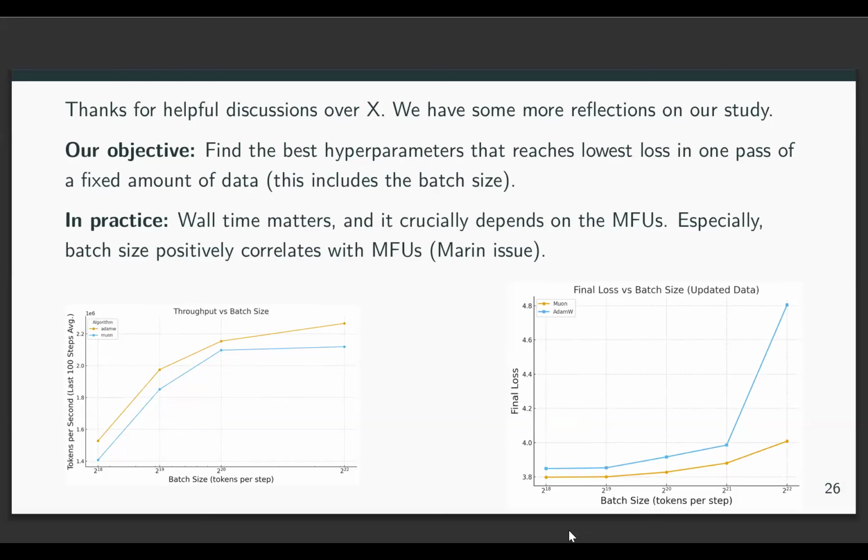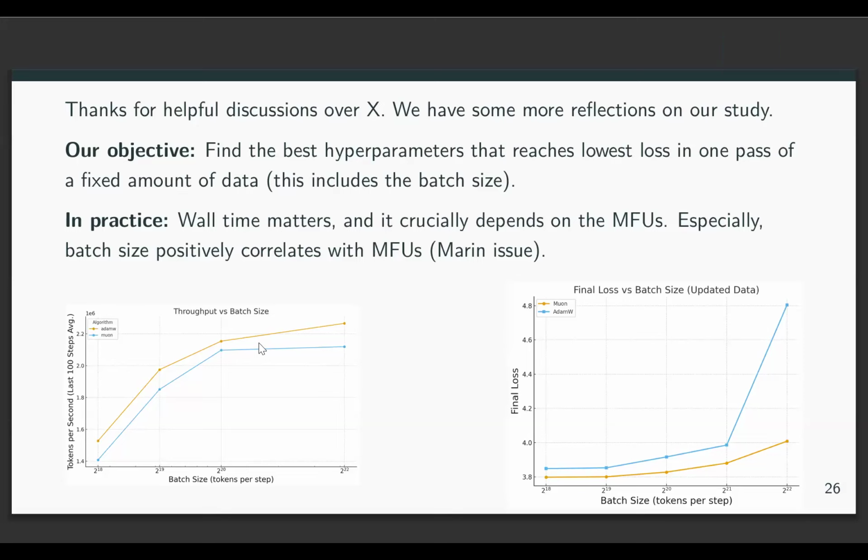Okay, thanks. Another question is about the MFU. In the left figure, there's basically no improvement as the batch size increases beyond 2 to the power of 20 for muon. Yes. This is because I'm using a small cluster, only 64 TPUs. Once the batch size is larger than 2 to the 20, it's compute dominated, so you don't see a higher MFU.